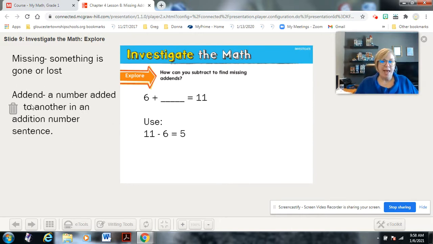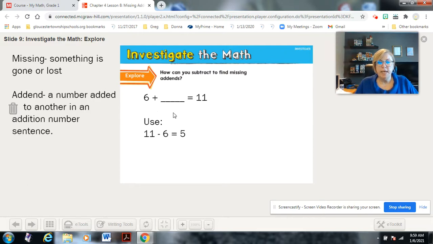Now, an addend. Tell somebody what an addend is. And if you don't remember, that's fine. Just wait and think about it. It has the word add in it. That's a clue. Detectives always look for clues. An addend is a number added to another in an addition number sentence. Okay, so now we want to know.